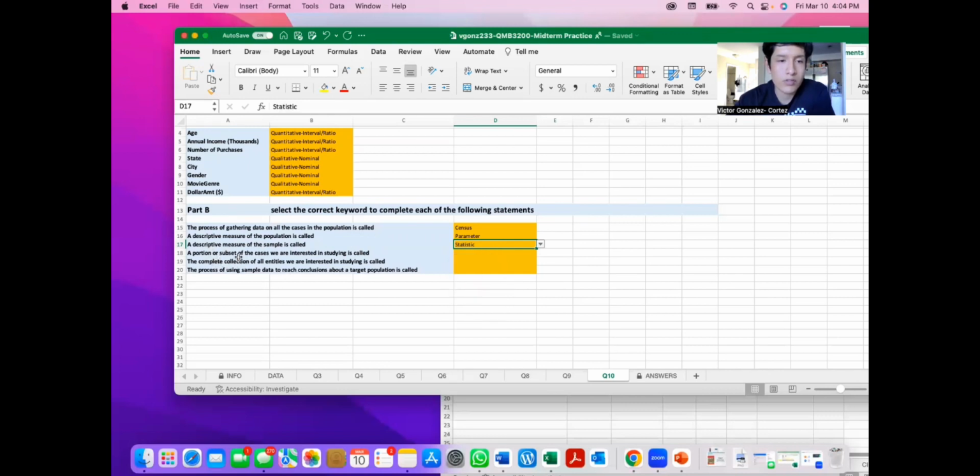A proportion or subset of the cases we are interested in studying is called a sample. The complete collection of all entities we are interested in studying is called a population. The process of using sample data to reach a conclusion about the target population is called an inference.